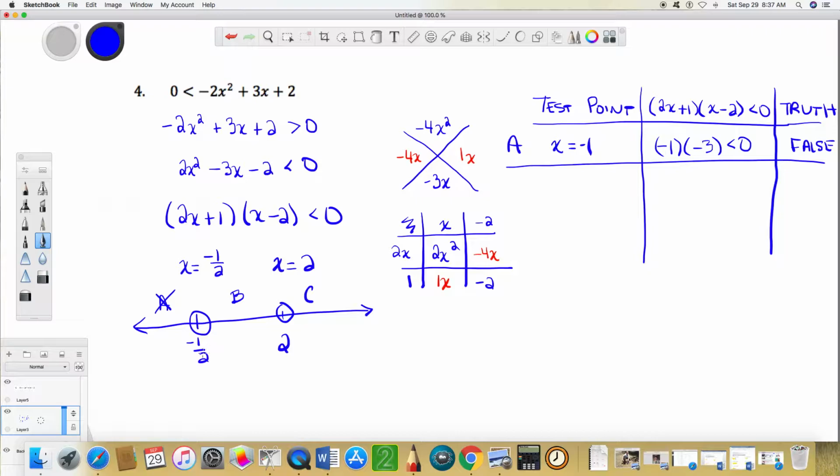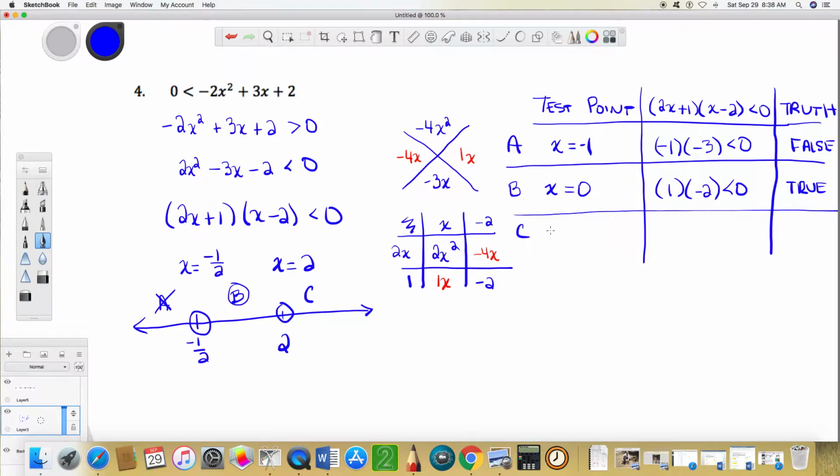Since in region B I go from negative points to positive points, I'm going to pick 0 as my test point. It's easy to do arithmetic on 0. 2 times 0 is 0, and 0 plus 1 is 1. 0 minus 2 is -2. 1 times -2 is -2, and that is a true statement that it's less than 0. So I'm going to shade in, include all the points in region B in my solution set.